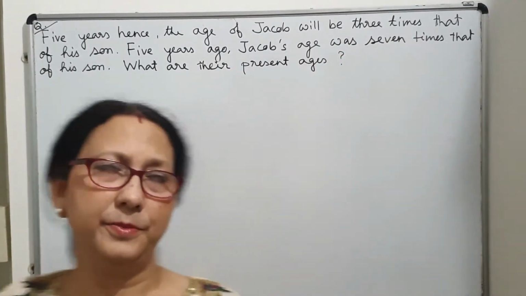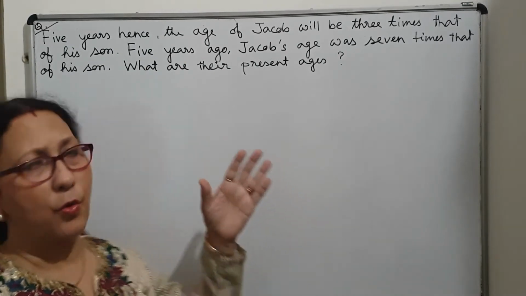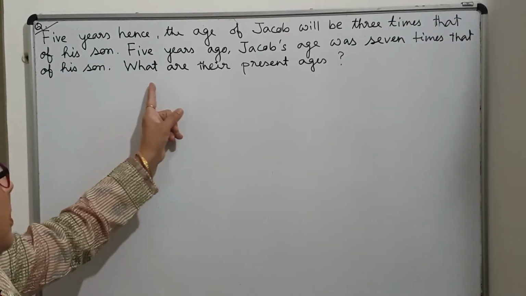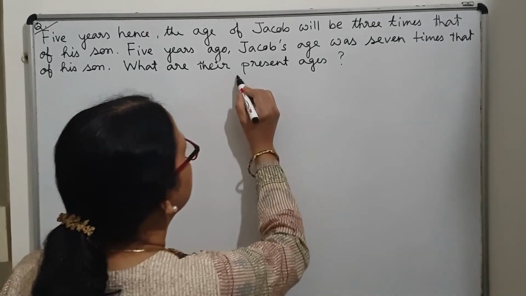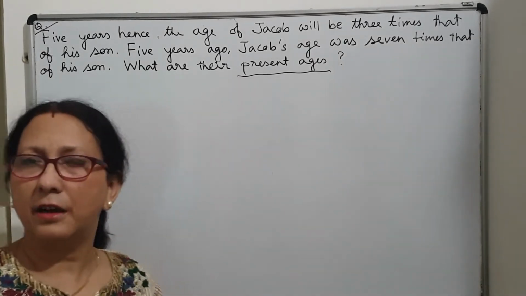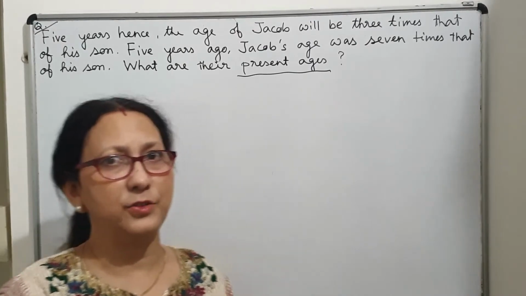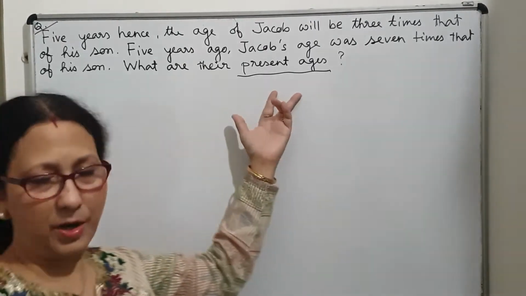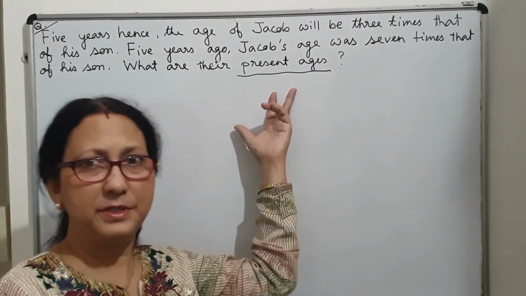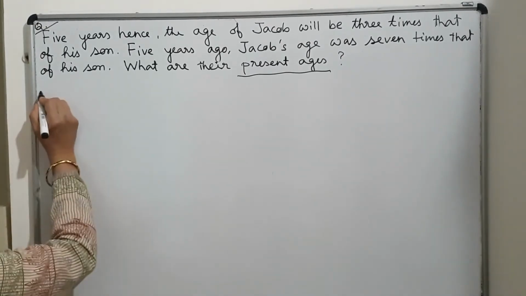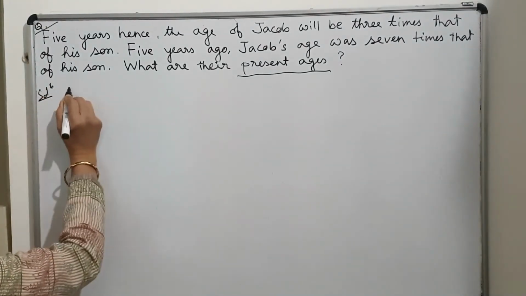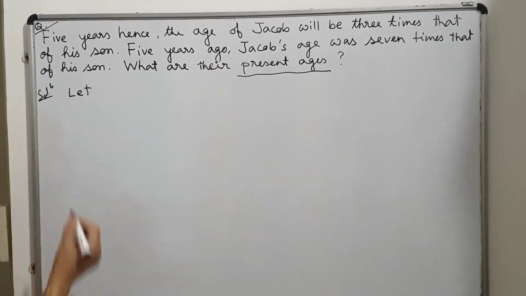So here you see, first of all you focus on what is asked to find. What are their present ages? That is the present age of Jacob and his son. So these are the two unknowns which we have to find. We take them as the variables x and y. Solution: first thing, we assume the variable along with their proper sign.